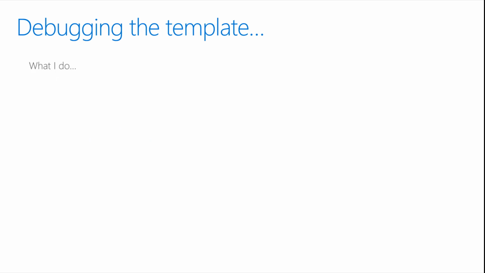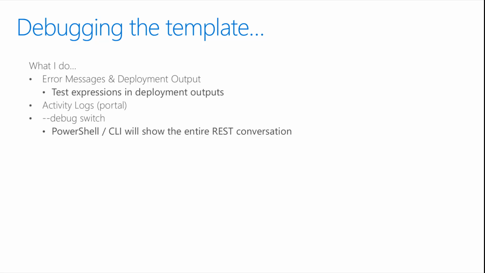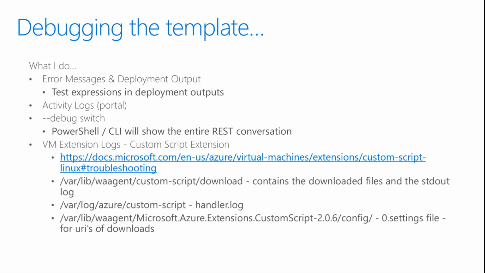Other things for debugging the templates. So what do I do? We have error message and deployment output, test the expressions and deployment outputs. We have activity logs. You can use a debug switch for either PowerShell or CLI, and it will show the entire REST conversation. Also, if you have custom scripts, there's VM extension logs. We have a link there for you. You can use a WA agent, which contains downloaded files and the stdout log. There's a handler log, and also for custom script, there's a set of URIs for downloads that you can grab.